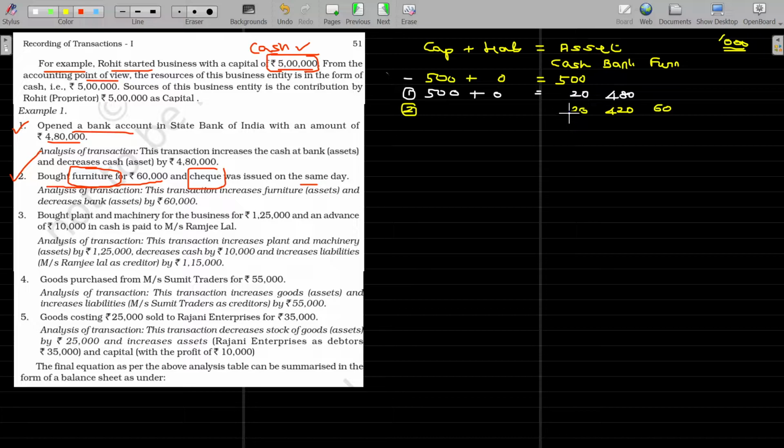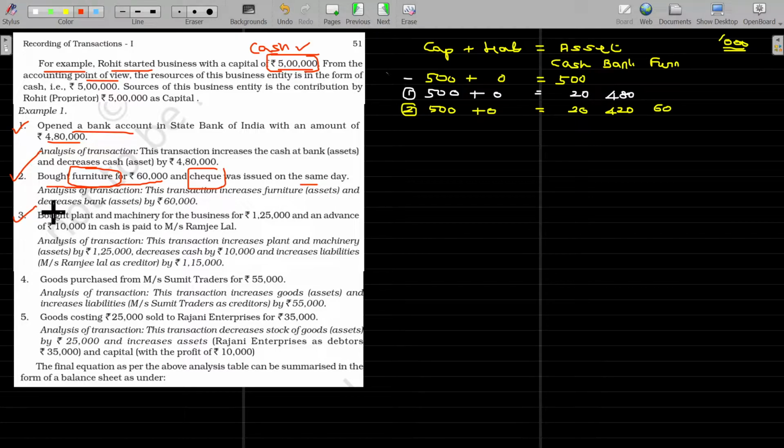So each and every transaction will have impact on two accounts. Mind that, other than the two accounts, you don't disturb other accounts, right? Capital is equal to 500 and liability 0. Now you can verify whether the capital plus liabilities is equal to assets. That equation should always be maintained perfectly.